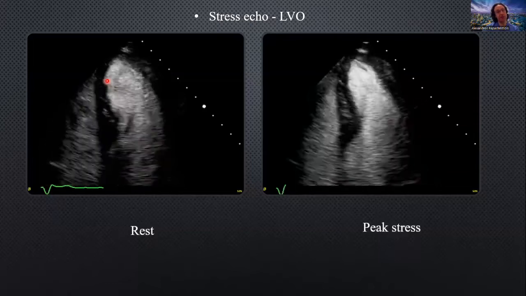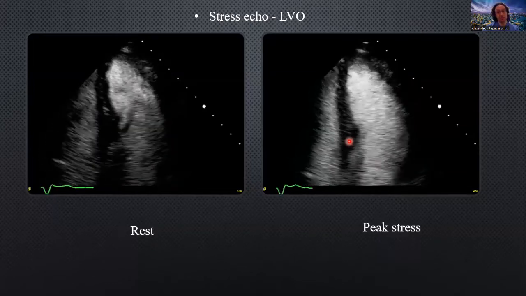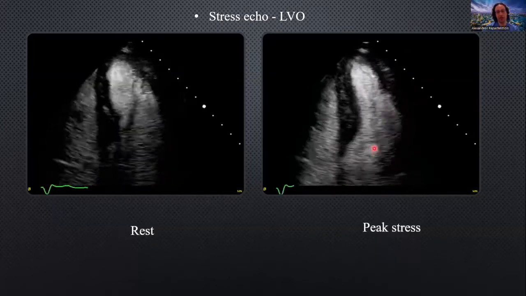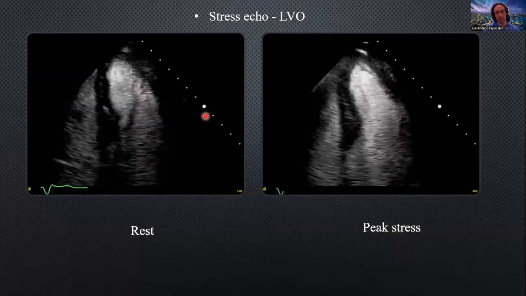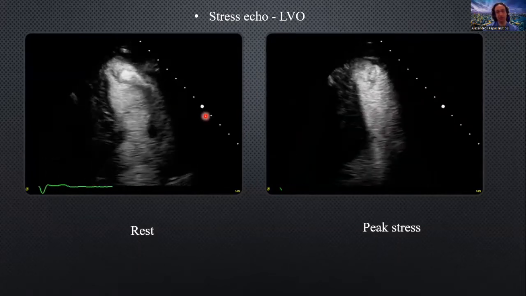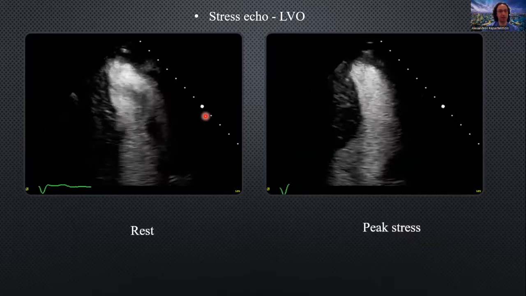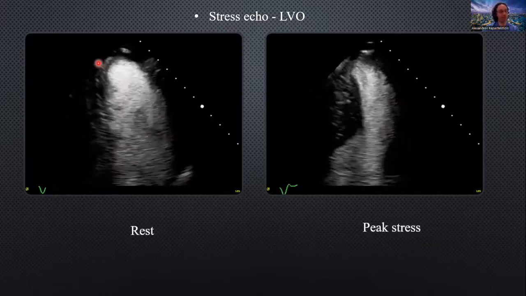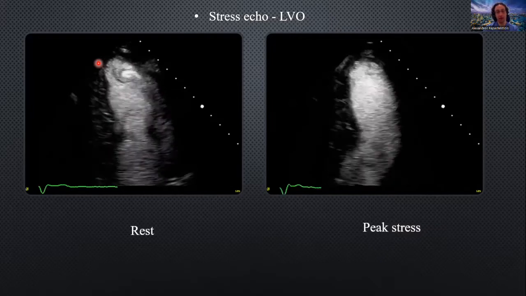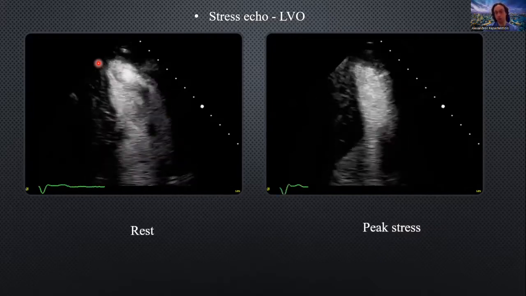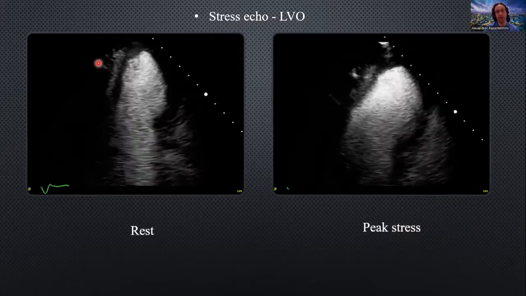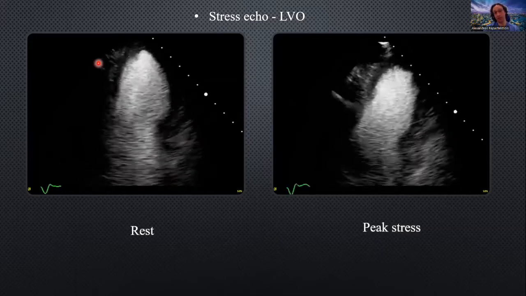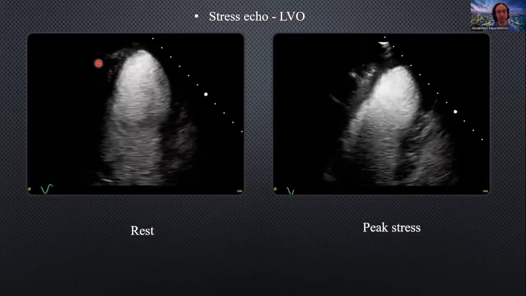You don't need to do that. You can reduce the infusion rate and set a contrast when you're stressed because you have high state. But you can see the difference between the rest and the peak stress. Generally, you have a lot of swelling here. In that case, you need to increase the infusion rate. And also, don't hesitate, as I said before, to use a low mechanical index. It's going to reduce the distraction with better identification.